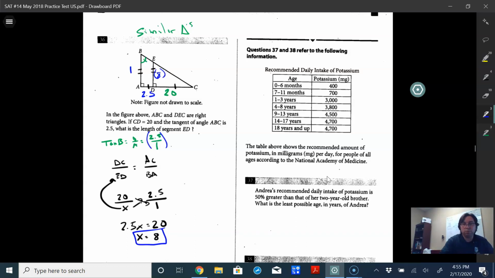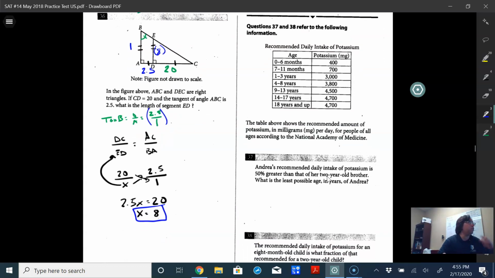All right. So let's look at number 37 and what we have for this one. We have this table, which tells us the recommended amount. And here it's saying Andrea's recommended daily intake of potassium is 50% greater than her 2-year-old brother. What is the least possible age in years of Andrea? So her 2-year-old brother, we see potassium intake would here be 3,000, and her intake is 50% more.